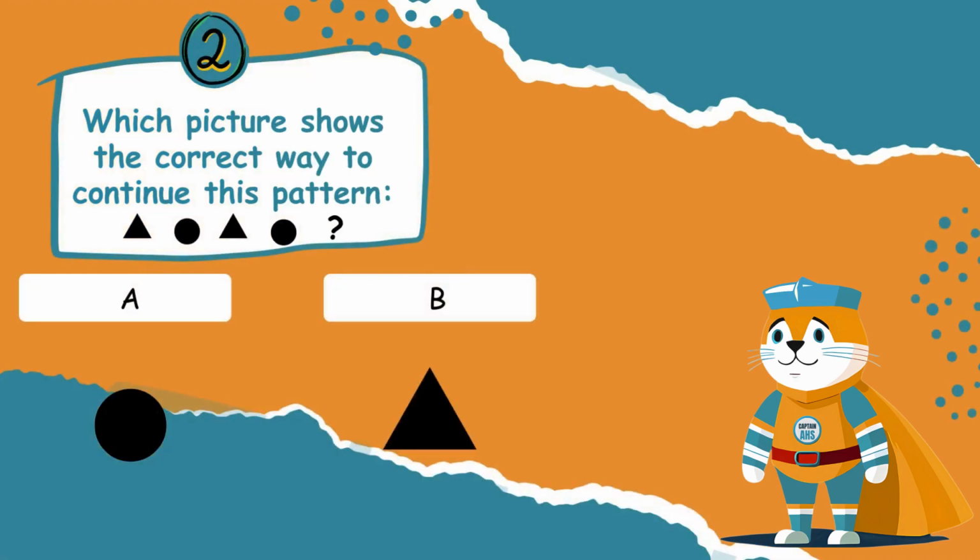Which picture shows the correct way to continue this pattern? Option A, a circle. Option B, a triangle. The pattern repeats a triangle followed by a circle. Excellent. Option B shows a triangle followed by a circle in the given pattern.